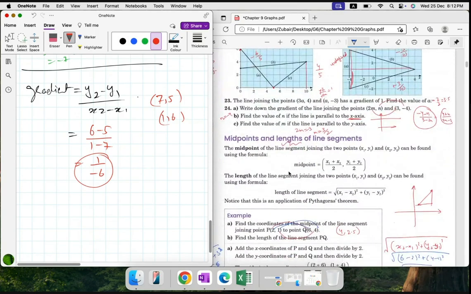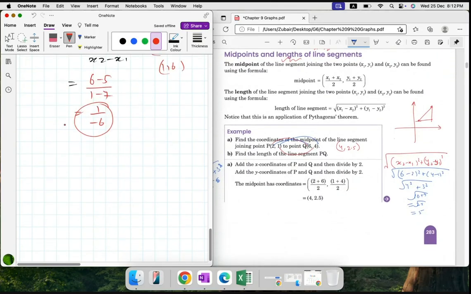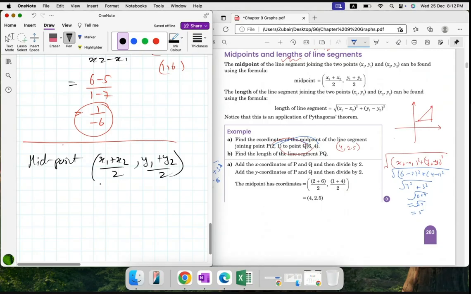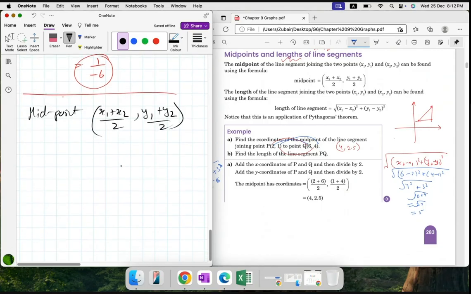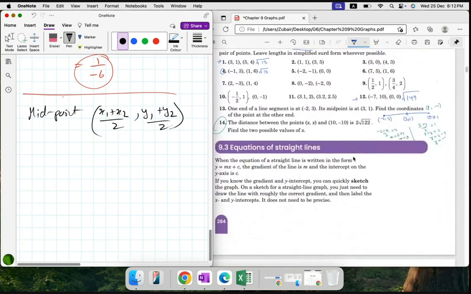And then we had midpoint. The formula for midpoint was x1 plus x2 over 2 comma y1 plus y2 over 2, in brackets. Same question again. Do you remember this? Yeah, I remember this one.